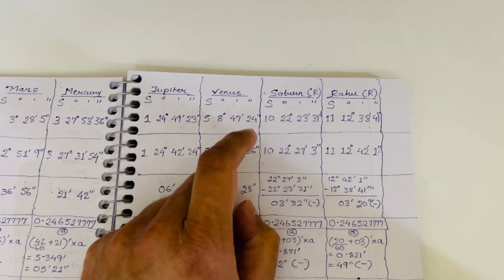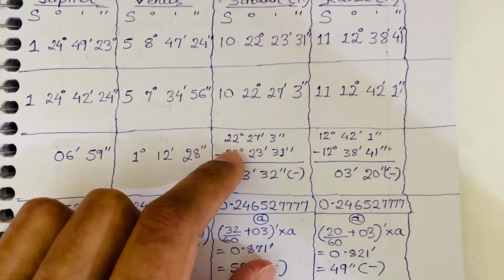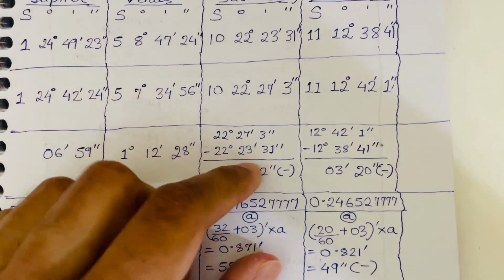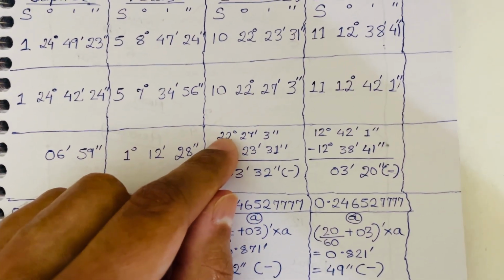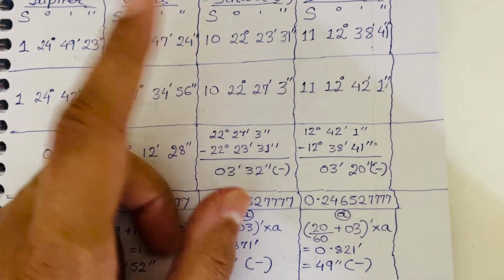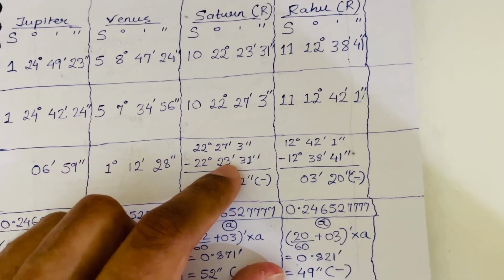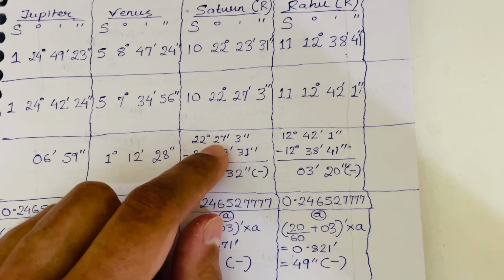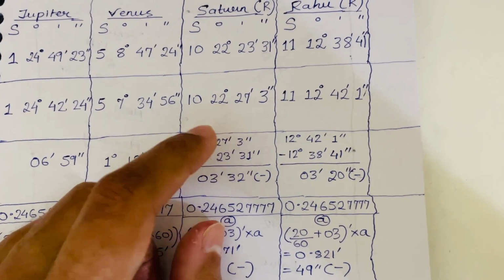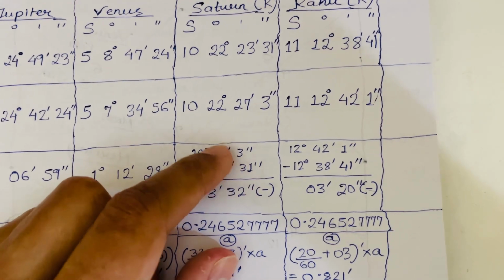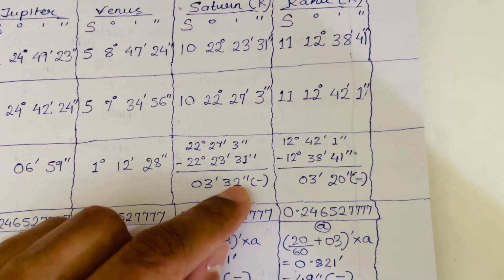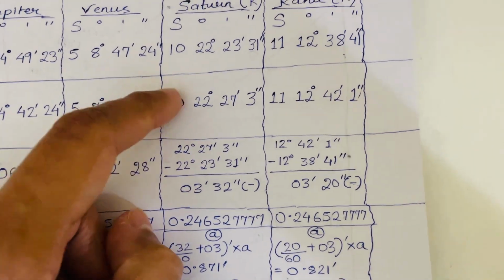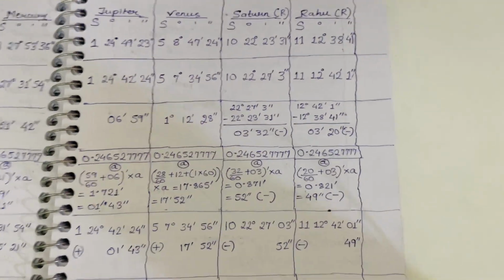Here I have written it down. 10 sine pass 10, I have not written, because 10 minus 10 is anyway 0. So ultimately it is 22 degrees, 27 minutes, 3 seconds minus 22 degrees, 23 minutes, 31 seconds. Here 27 minutes, 3 seconds, I can write as 26 minutes, 63 seconds, because 1 minute is equal to 60 seconds. So 63 minus 31 is 32 seconds. 26 minus 23 is 3 minutes. 22 minus 22 is 0. 10 minus 10 is 0. So here I have to put minus.